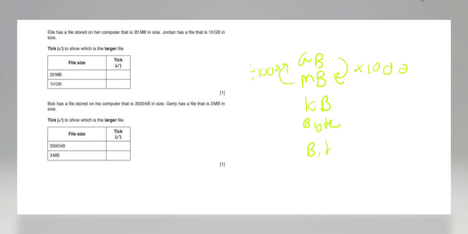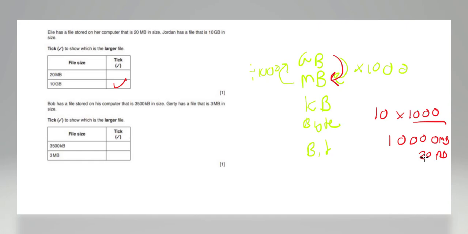So 10 gigabytes, we're going to turn it into megabytes. So I'm going to take the 10 gigabytes and we're going to times it by 1,000. So we're just going to shove these zeros at the end. 1, 2, 3. And that will be megabytes now. And let's compare it to 20 megabytes. Which one's bigger? 10 gigabytes. So I simply turn 10 gigabytes into megabytes by multiplying it by 1,000, and I've compared the two, which one's bigger.